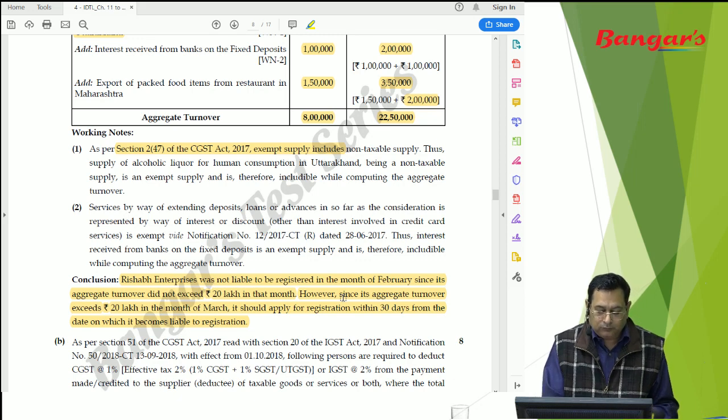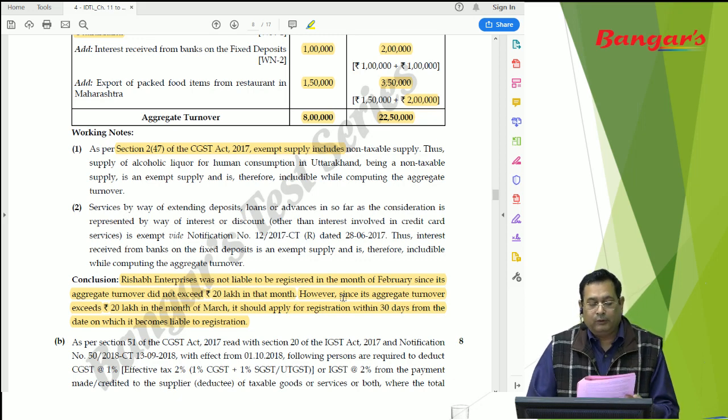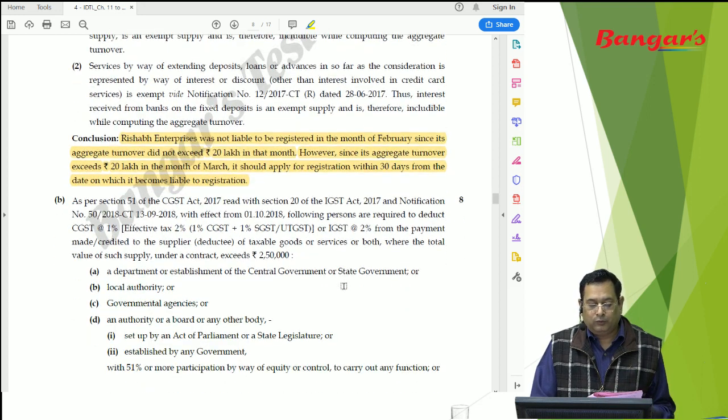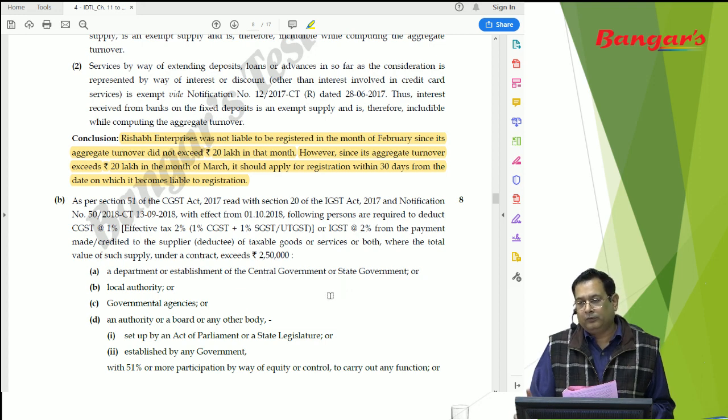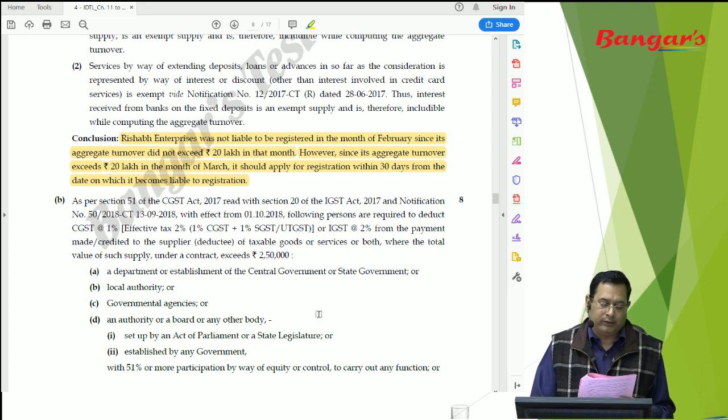Now, question number 2B was dealing with the provisions relating to tax deduction at source. Manihar Enterprises is registered in Delhi. So the supplier is registered in Delhi. It is engaged in supply of various goods and services exclusively to government departments and persons notified under Section 51 of the CGST. So the supplier is effecting supplies to government departments and other persons who are notified under Section 51 to deduct tax at source. It has provided the following information relating to supplies made, their contract values and the payment due against each of them in October 18.